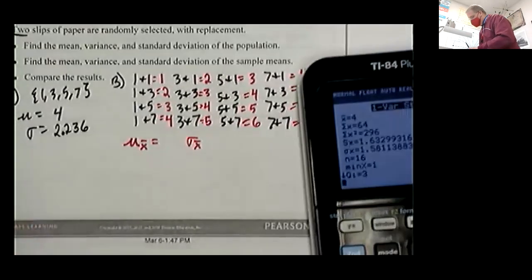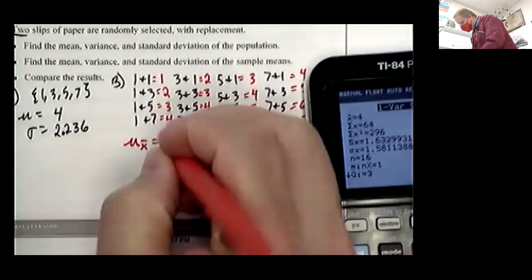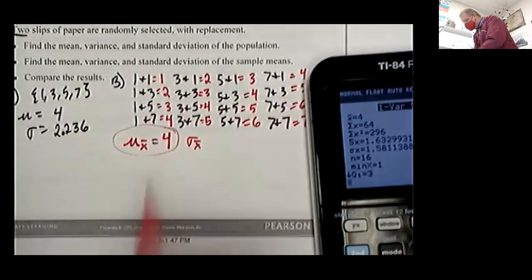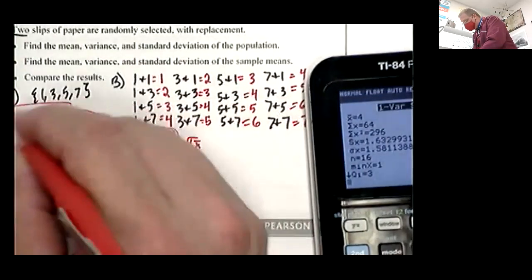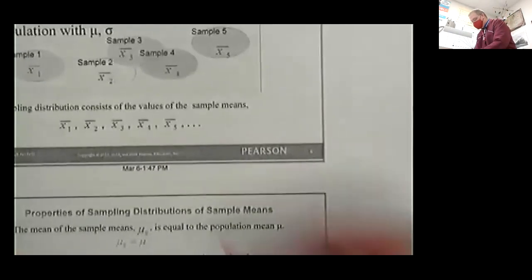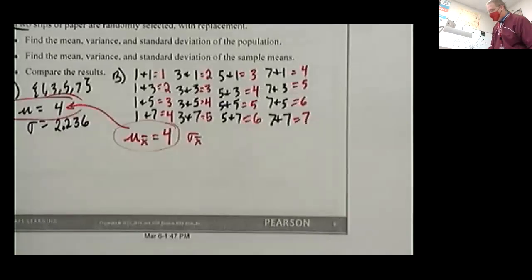And we get a mean that is, look, the same, 4, and I just gave it away. What do you notice about the mean of our samples and the mean of our population? They are the same. And that was our note from our last lesson. So the mean of the sample mean is equal to the population mean. So that approximates it.